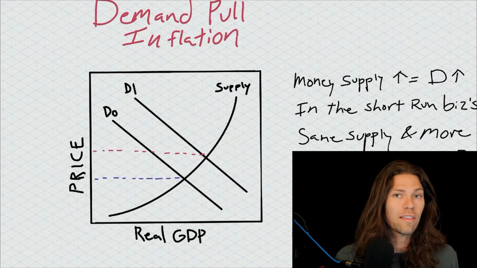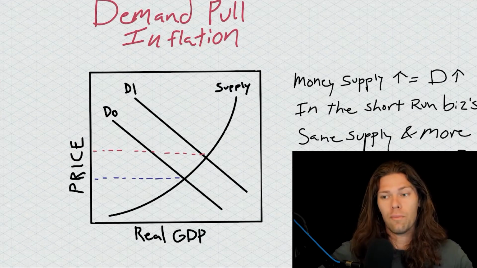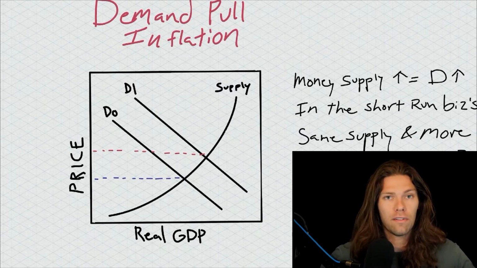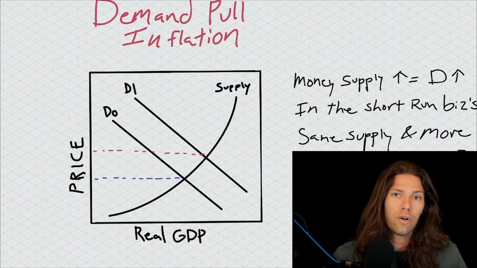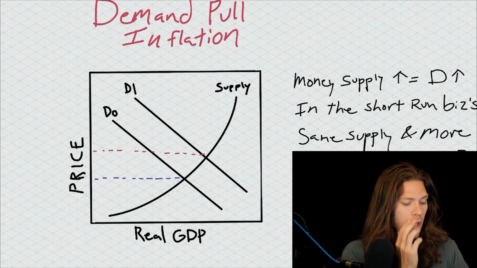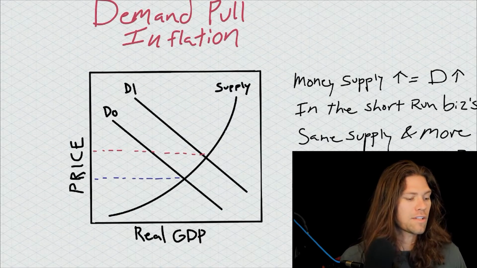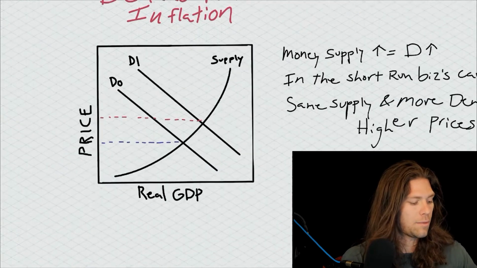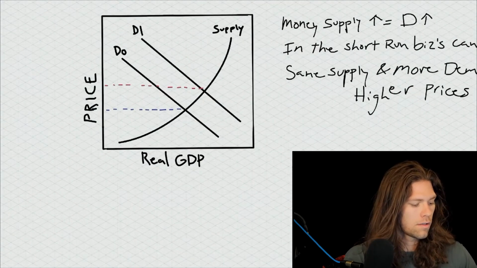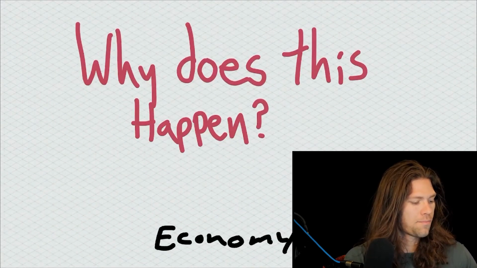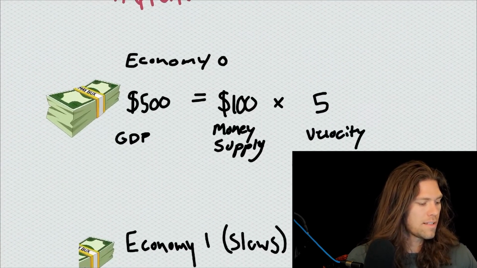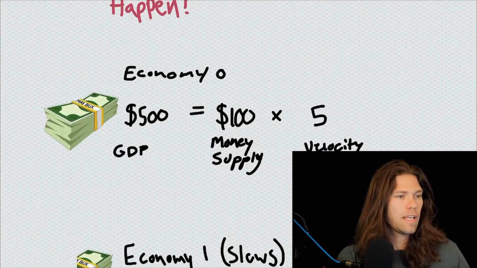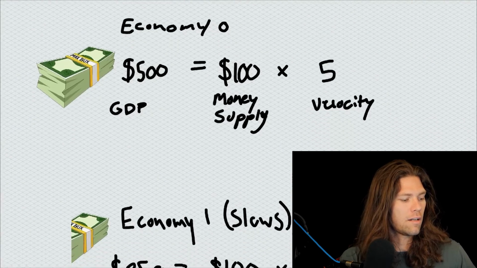Now, some people think that this is a temporary thing, that manufacturing will catch up to the level of demand, things will even out and we'll be okay. Some people think the opposite. So let's break this down even further as to how the money supply and the GDP are related here. So why does this happen? Here's economy zero.